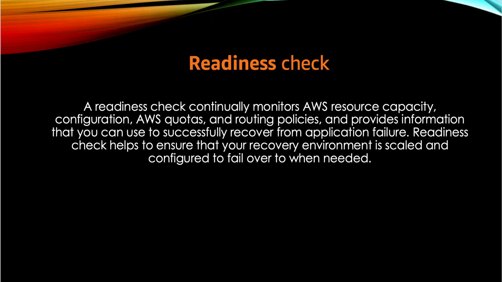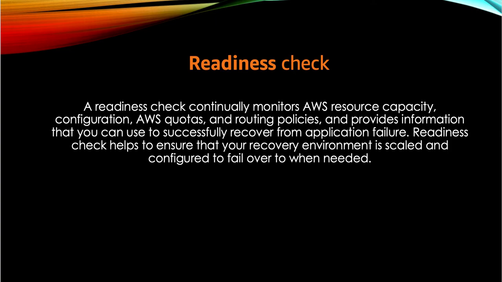Let's start with readiness check. A readiness check continuously monitors AWS resource capacity, configuration, AWS quotas, and routing policies, and provides information that you can use to successfully recover from application failure. Readiness check helps to ensure that your recovery environment is scaled and configured to fail over to when needed. Basically, it checks the configuration of auto scaling groups, EC2 instances, EBS volumes, load balancers, Amazon RDS instances, DynamoDB, and several other resources, to make sure that they are up and running.